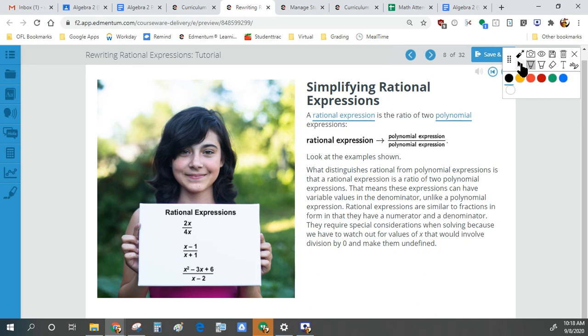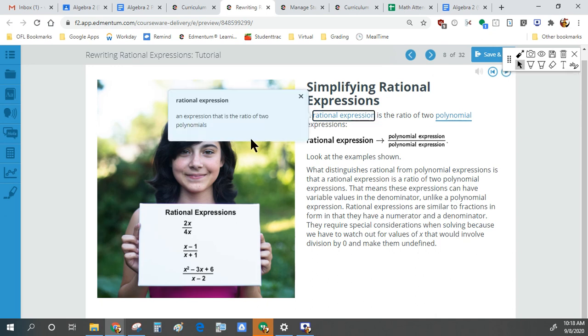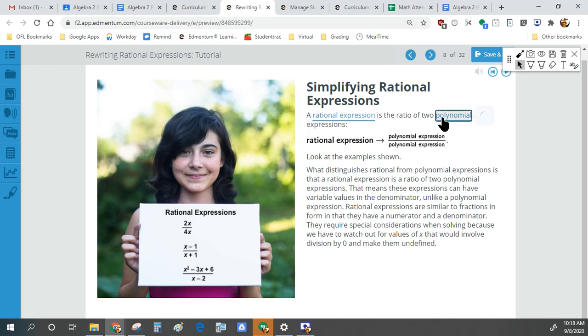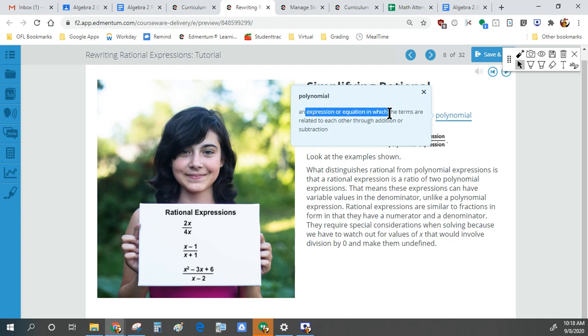And if you ever want to know what the definitions are, you can always click these. A rational expression is a ratio of two polynomials. Basically, it's a fraction with polynomials. Polynomials are anything with x and a power. A polynomial is an expression in terms. Terms, remember, are these added and subtracted things related to other addition and subtraction.